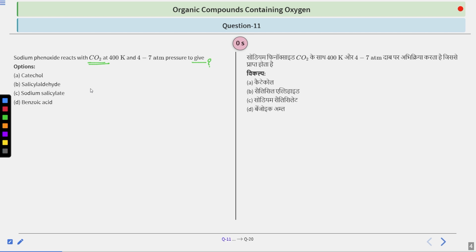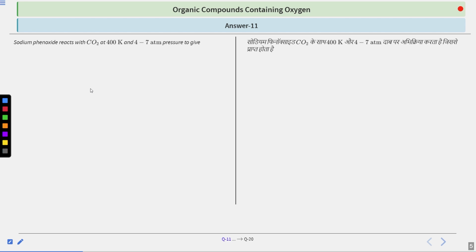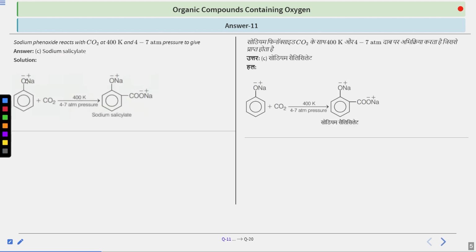Let's see. The correct answer is option C, that is sodium salicylate. We have sodium phenoxide, which is benzene with ONa, O negative Na positive, attached. We react it with carbon dioxide at 400 Kelvin temperature and 4 to 7 atmospheric pressure, as given in the question. Now what will we get?